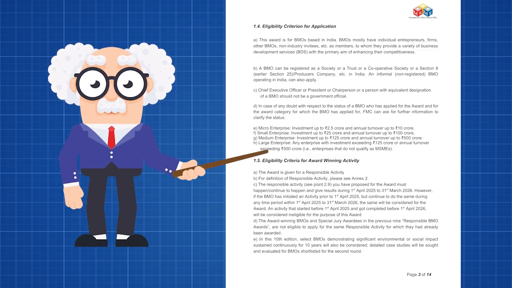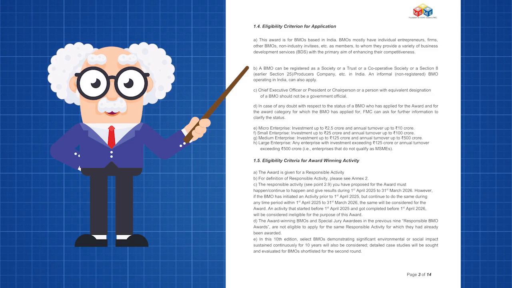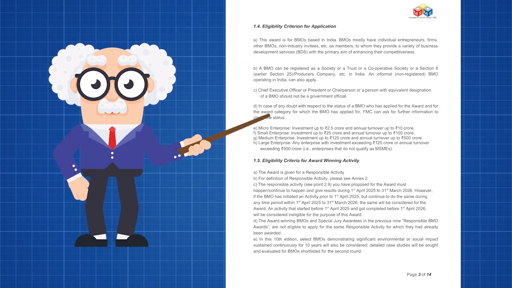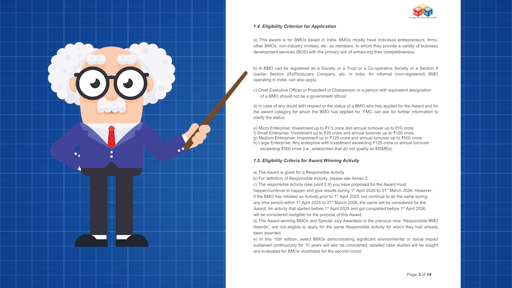Third, the Chief Executive Officer, President, Chairperson, or any person holding an equivalent position in your BMO should not be a government official. Fourth, if FMC has any doubt about your BMO's status or the category you've applied under, they may ask you for additional information.